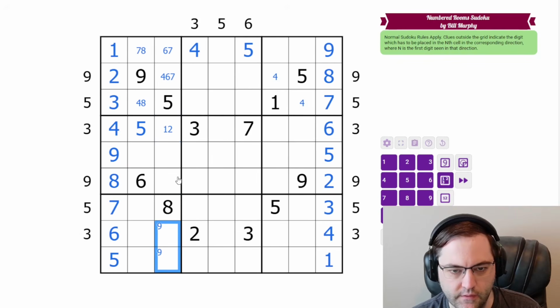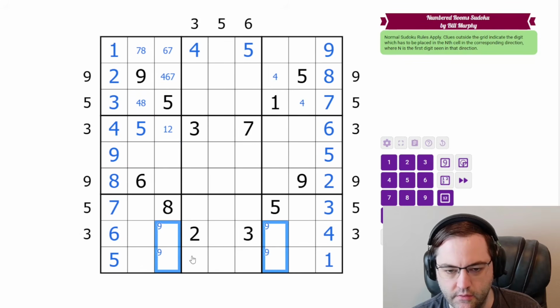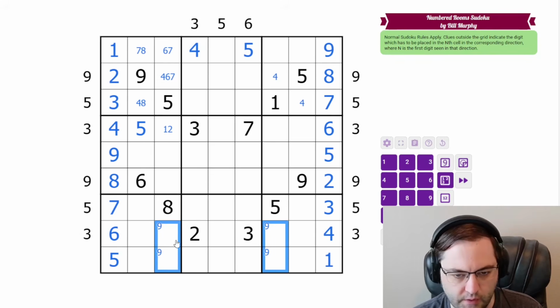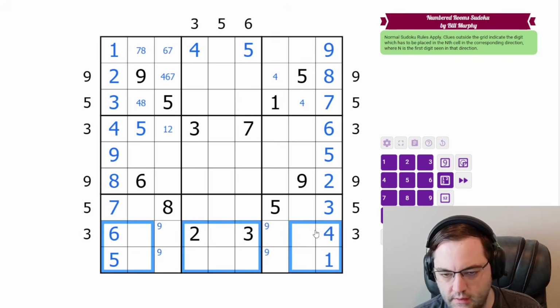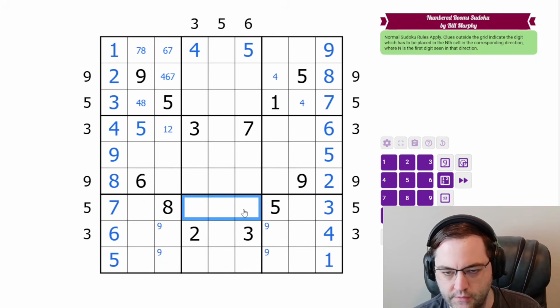9 is in one of these cells. And in one of these cells. So we have a little, not exactly X-wing, but it gets called an X-wing sometimes. 9 is limited to these 2 rows in columns 3 and 7. So 9 can't go in the remaining cells in these rows. The logic is the same as an X-wing, but you can see it another way. 9 can't go here or here, so the only places for 9 in this row are in these cells. Those are equivalent.